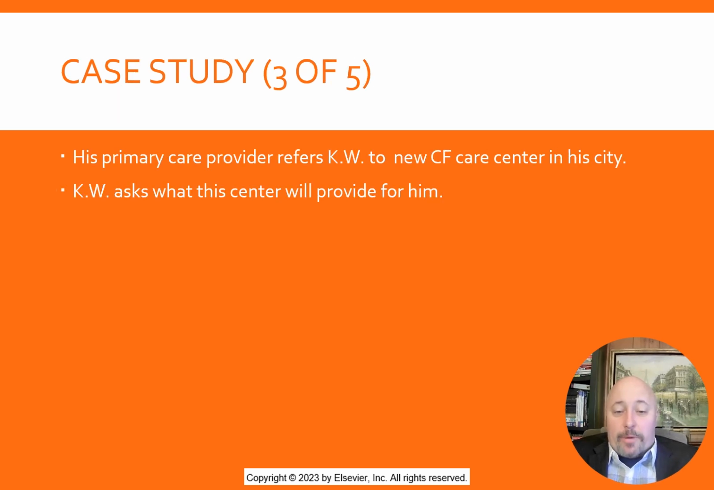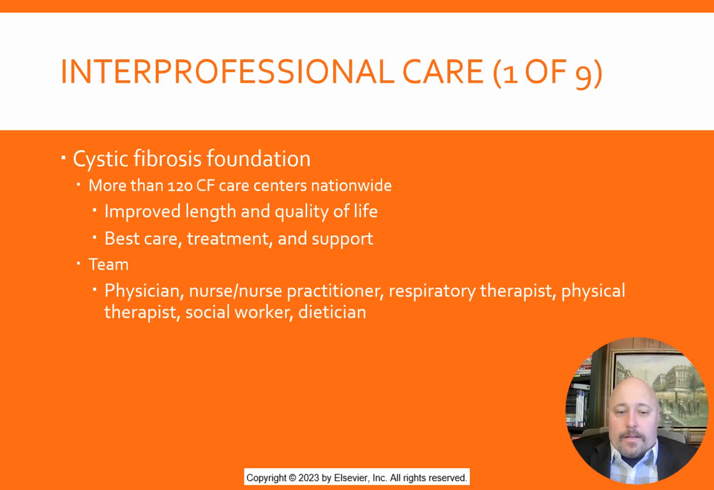His primary care provider refers KW to a new CF care center in his city. The patient asks what this center will be able to provide for him. One such center would be the Cystic Fibrosis Foundation, with more than 1,200 CF care centers nationwide. They work to improve the length and quality of the patient's life, as well as the best care, treatment, and support. The team includes physicians, nurses, nurse practitioners, respiratory therapists, physical therapists, social workers, and a dietitian.